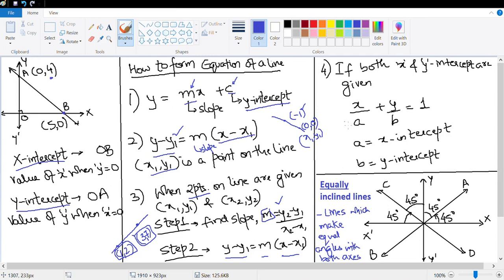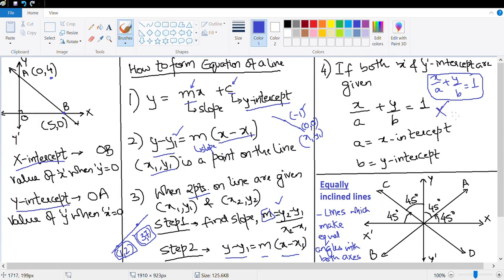And the fourth and the final kind, which is if both x-intercept and y-intercept are given, then how do you form the equation of a line? In that case, the formula is x by a plus y by b is equal to 1. Now, this is a special formula. When we solve a question about this, I'll show you two methods of solving it. But let's just remember the formula for now.